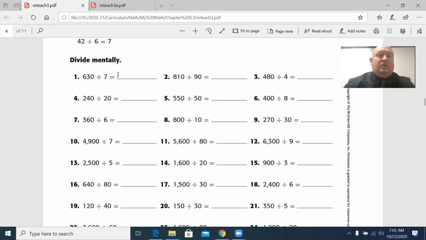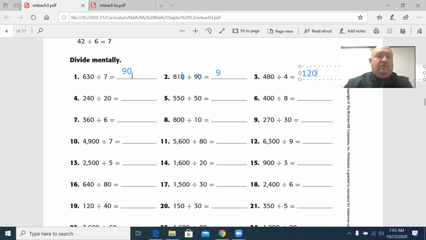630 divided by 7. 63 divided by 7 is a 9. And there's 1 zero still over here in my dividend, so I need 1 zero over here. 810 divided by 90. I can get rid of the zeros here. So now I have 81 divided by 9. And I know that 9 times 9 is 81, so my quotient is 9. 480 divided by 4. 4 goes into 48 12 times. There's 1 zero there, so I need a 0 over here. 120.